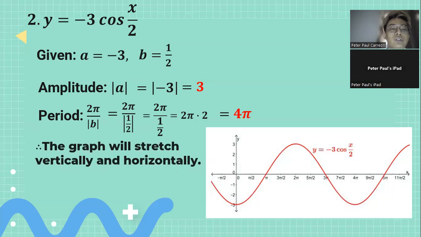Okay. So the graph will both stretch vertically kasi ang A nga natin ay 3, ang amplitude natin. At ang B naman natin ay fraction na proper, kaya mag-stretch naman siya horizontally.